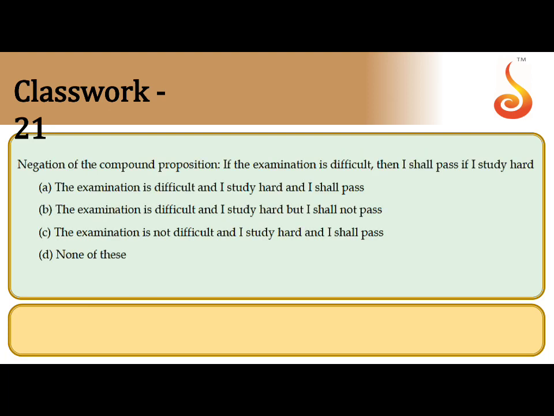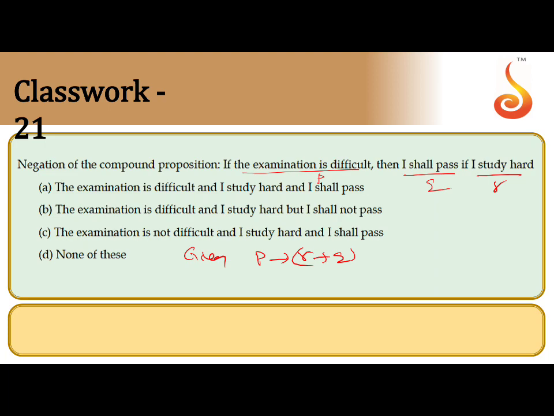Next one, negation of a compound proposition. If an examination is difficult, I shall pass if I study hard. I will take the same approach. This is P, this is Q, and this is R. You can rearrange the statement: if the examination is difficult, then I shall pass if I study hard. That means if I study hard, then I will pass. So the given statement is P implies (Q implies R). Correct or wrong? P means if the examination is difficult, then if I study, I will pass the examination.